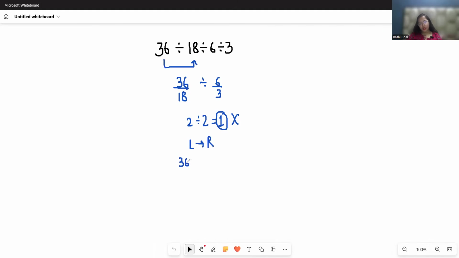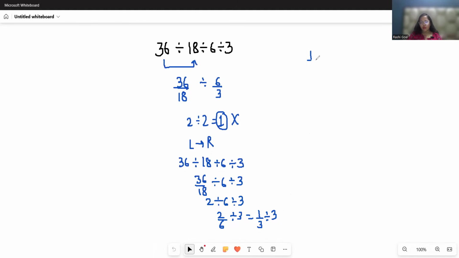So let's rewrite 36 divided by 18 divided by 6 divided by 3. So it's 36 divided by 18, which is 2, divided by 6 divided by 3. So left to right, it's 2 divided by 6, so it's 1 by 3 divided by 3.